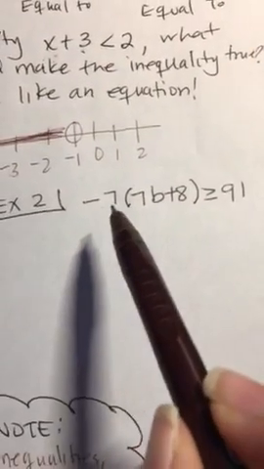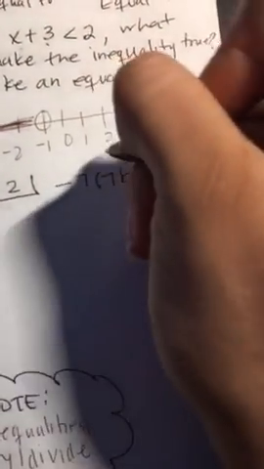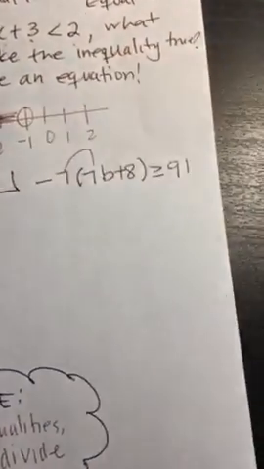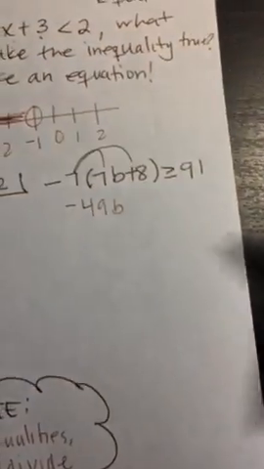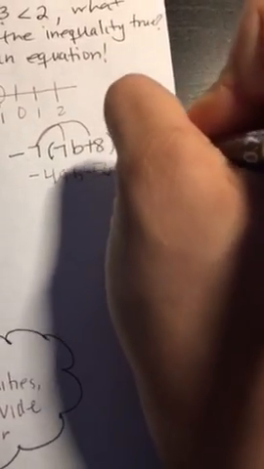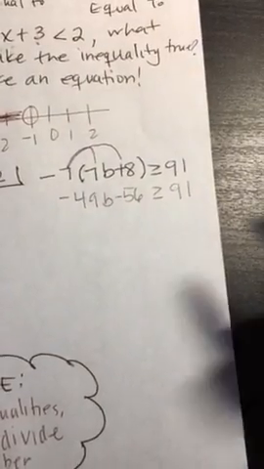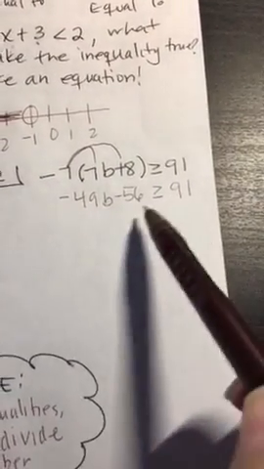I'm going to do another one. This involves a little bit more steps. So let's say here I had, again, you distribute, right? You have negative 7 times 7b. What does that give you? That's going to give you negative 49b. And then distribute the negative 7 to the 8. That's going to give you negative 56 is greater than or equal to 91. So again, all I did here was distribute first, and then I brought this down here.